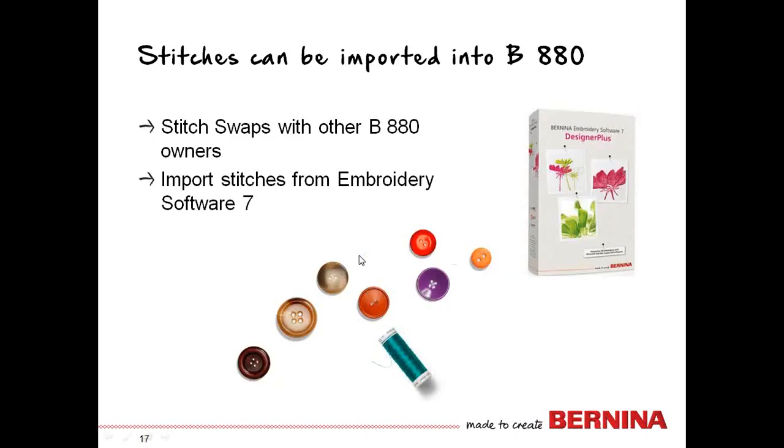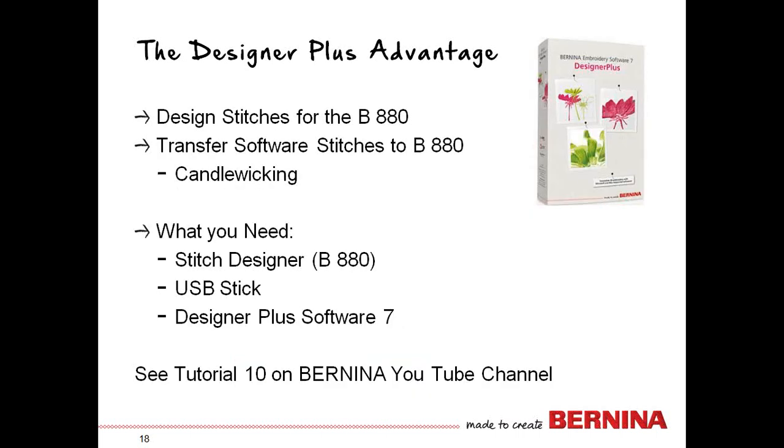So we talked a little bit about swapping stitches. We've already copied a stitch to the USB stick. So another place I can take that stitch from the machine is I can take it into the Embroidery Software 7. If I can take stitches in there, I can certainly bring stitches from the software into the Bernina 880. So there are stitches that exist in the Bernina software that do not exist on the machine. One of those stitches is candlewicking. There's also blackwork stitches, so you wouldn't have to design those.